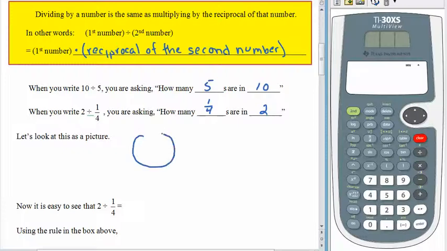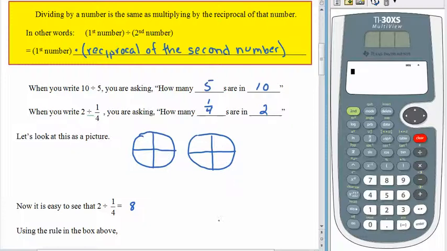This is not my best picture, but that's supposed to be a whole circle. And I can divide it into fourths. And since we're asking how many fourths are in 2, let's get a picture of 2 whole pies. And now it's really easy. How many fourths are in 2? Well, that answer is 8. 1, 2, 3, 4, 5, 6, 7, 8. We can just count them.